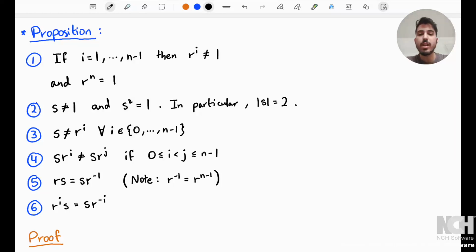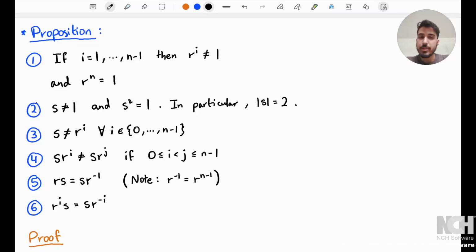This makes sense because if you rotate a triangle once, you will not get it back to where it was. If you rotate a triangle twice, neither. But if you rotate a triangle 3 times, you will get back the identity. So it has to be n, and not any number less than n. Between 1 and n minus 1, that does not work.